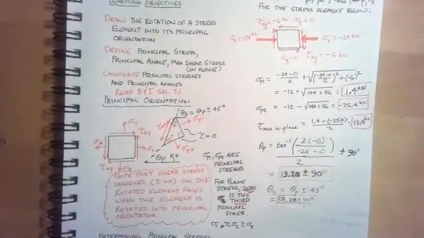So for this section, you should read Beer and Johnston, section 7.1.